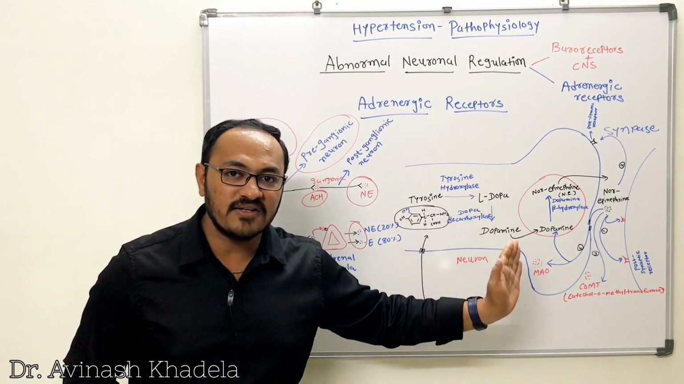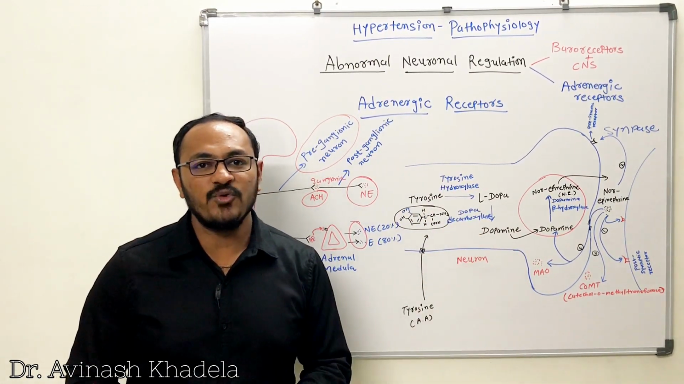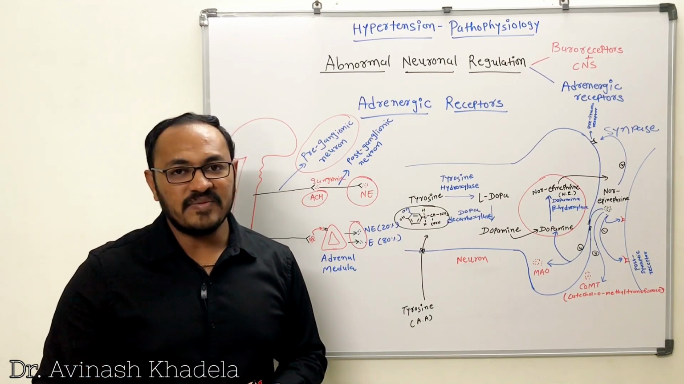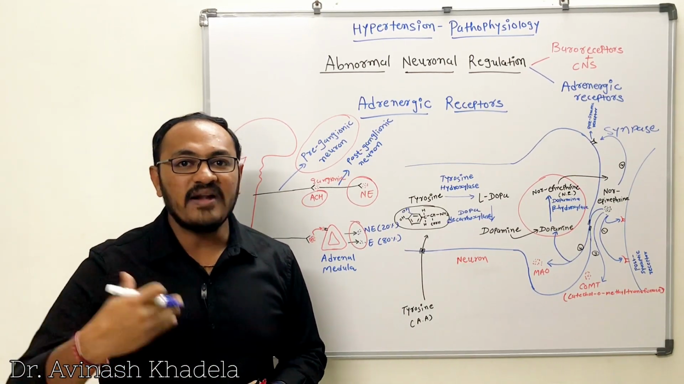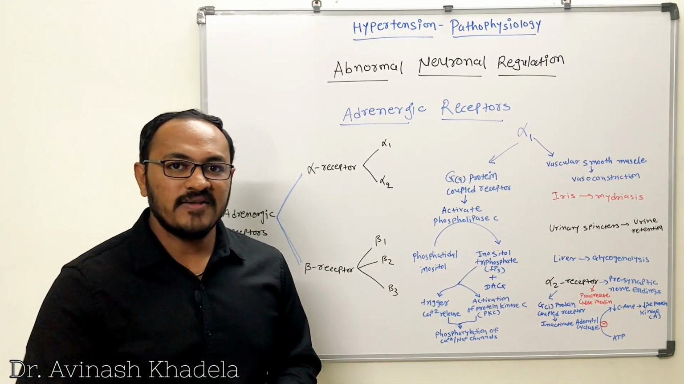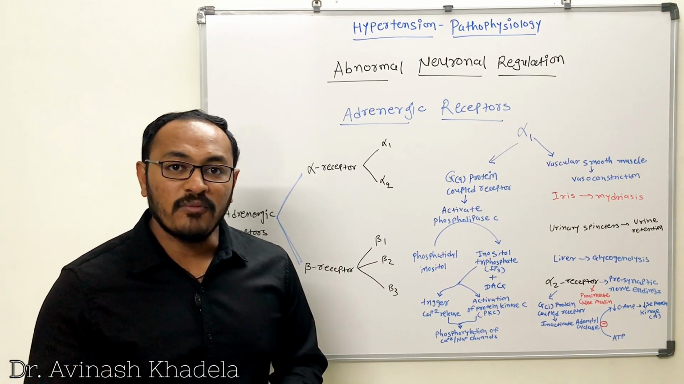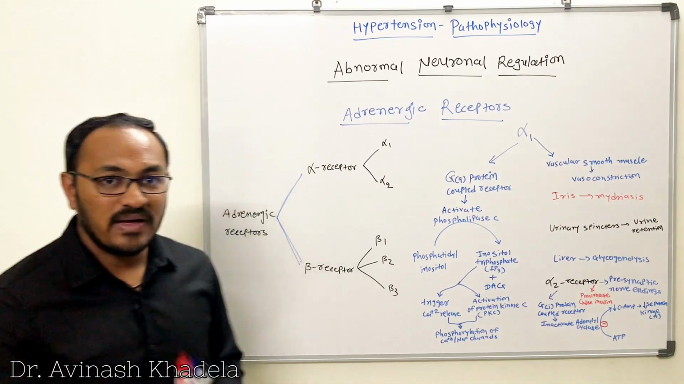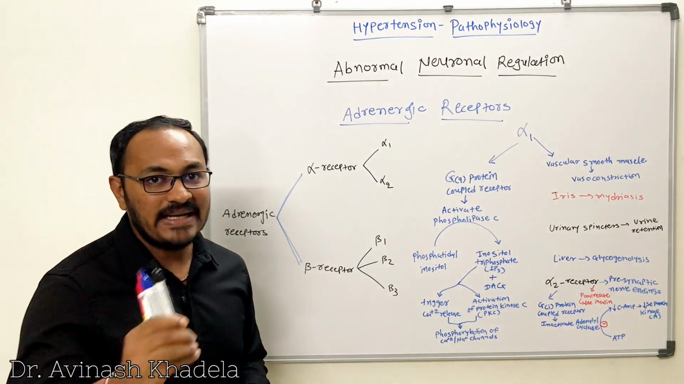This is how adrenergic hormones will be secreted from the central nervous system to the blood, and from the blood this adrenergic hormone will go and bind to the adrenergic receptor. Now let us understand the adrenergic receptor in detail and how it works. After secretion of this adrenergic hormone into the blood, it will go and bind to the adrenergic receptor.